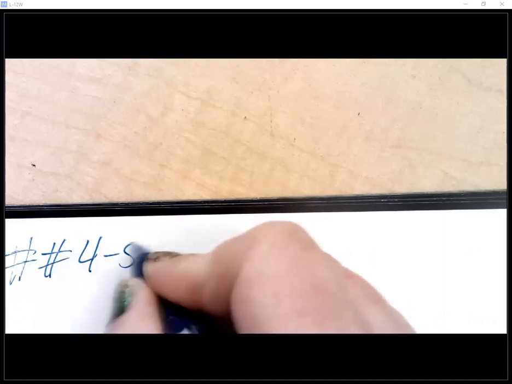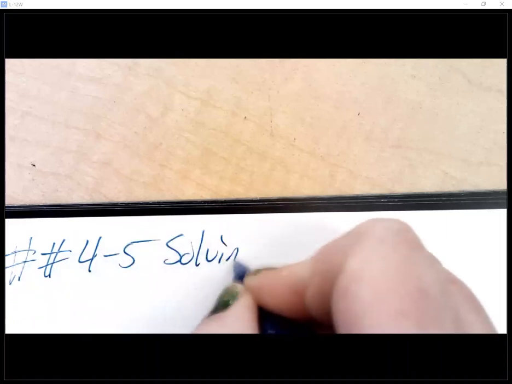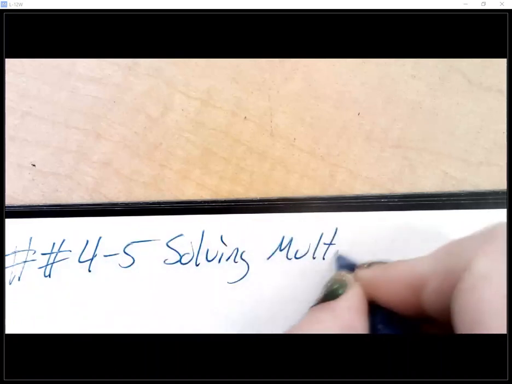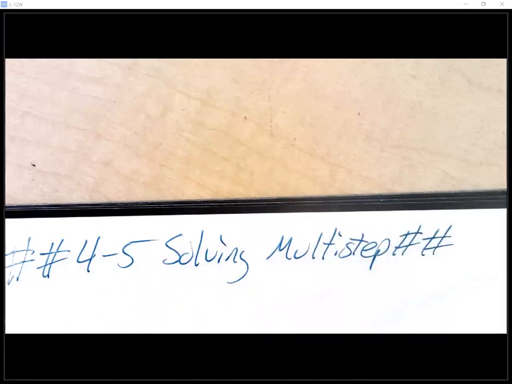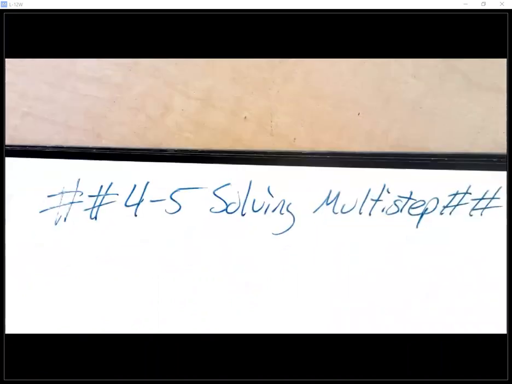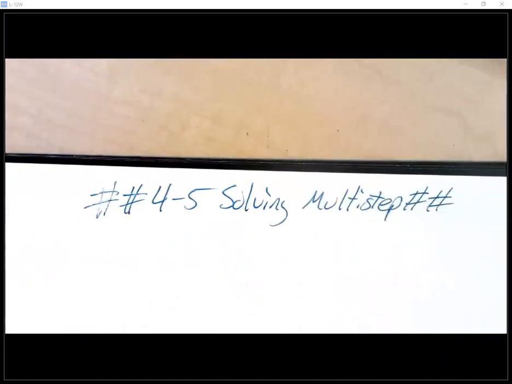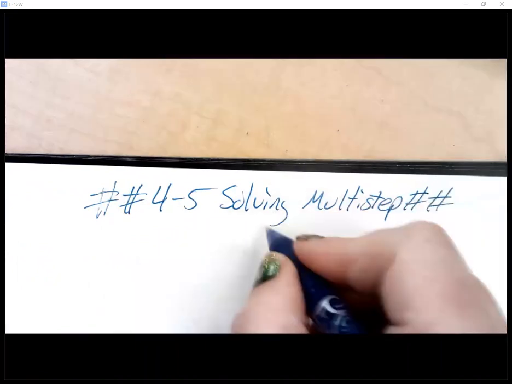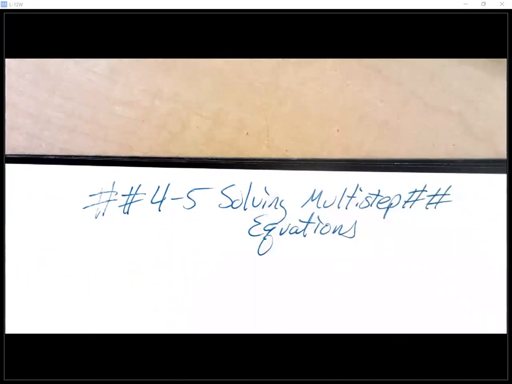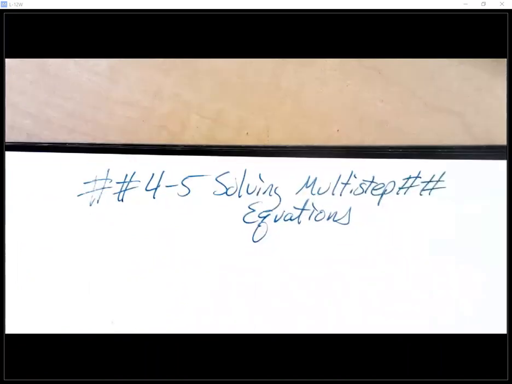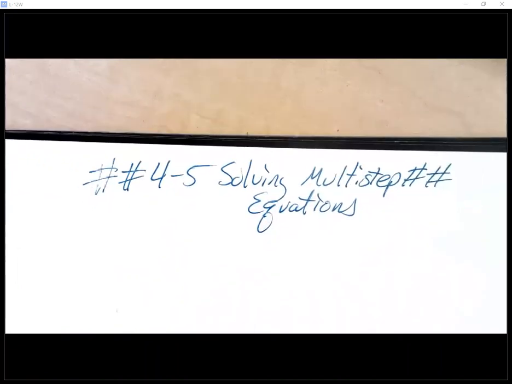4-5 multi-step. That's the one we want. 4-5 solving multi-step. Oh, I forgot the word equation. Solving multi-step equations. Sneak it in right there. So this is when you have more than one thing to undo. So let's start with a real nice, simple, easy one.